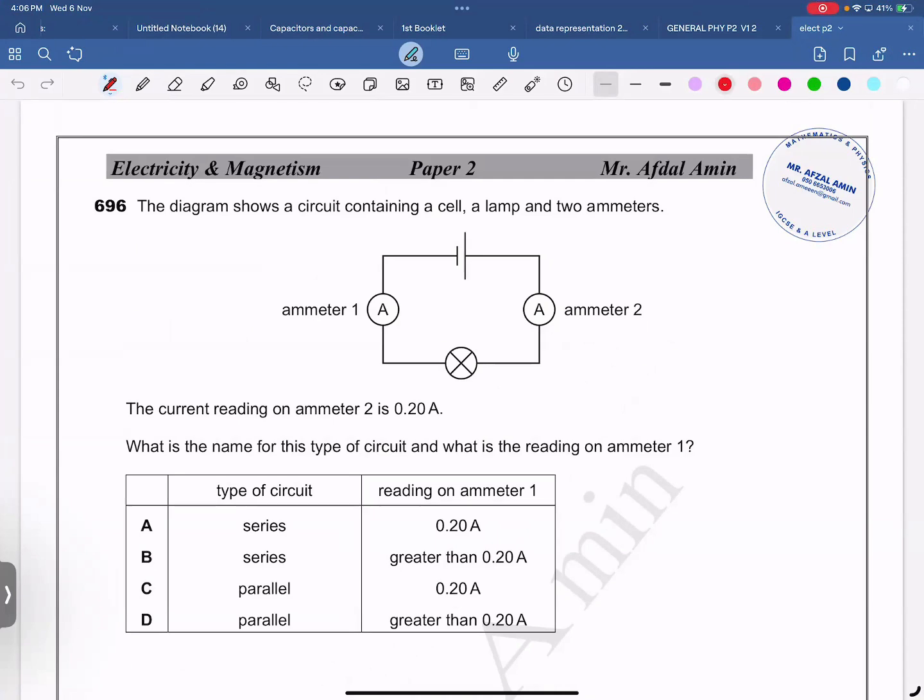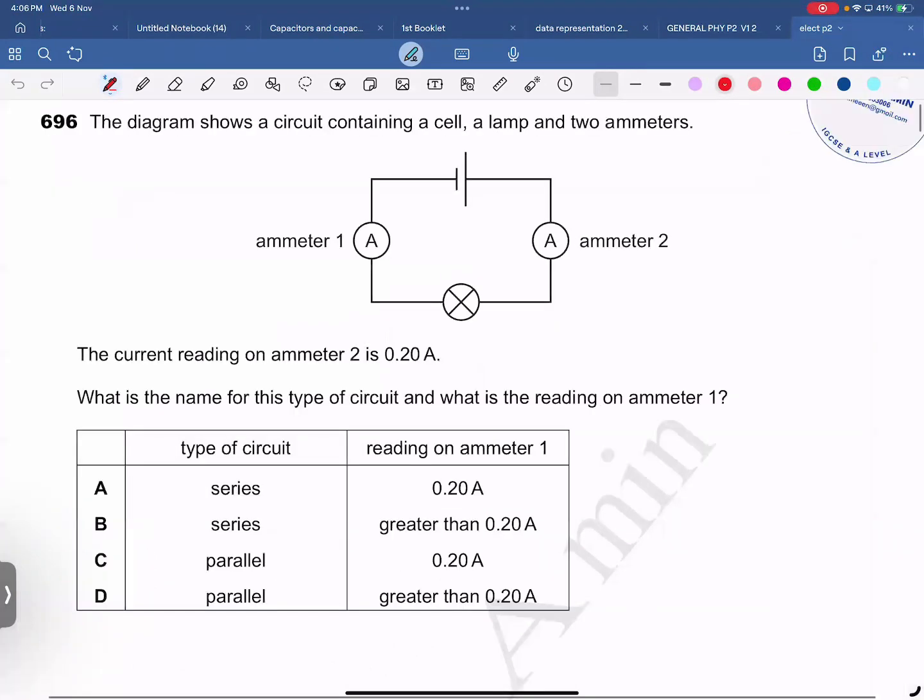So question number 696. The diagram shows a circuit containing a cell, a lamp, and 2 ammeters. Current reading on ammeter 2 is 0.2 amperes. So go to the graph, and on the diagram, 0.20 ampere is ammeter 2. So what is the name given to this type of circuit, and what is the reading on ammeter 1?